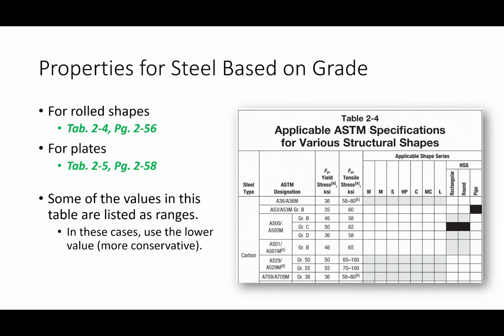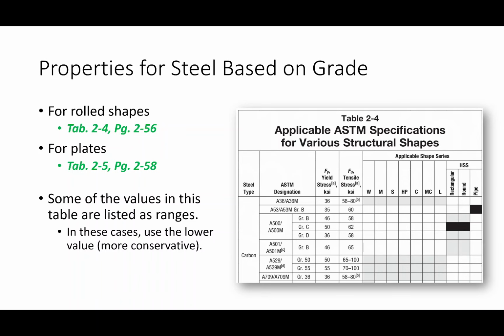All right, let's talk about some tabs in the manual. Again, I suggest that you tab some pages out of section 1. What I suggest are the W's, the channels, the angles, and the WTs. Maybe a tab on the HSS, but other than that, I really don't think there's anything that you would need.